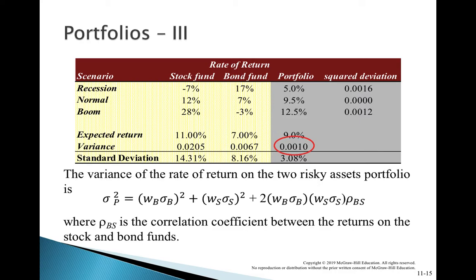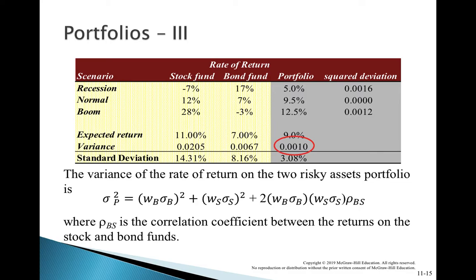Now it is the turn for variance. Variance of the portfolio is equal to weight of bond fund multiplied by standard deviation of bond fund to the power square plus weight of stock fund multiplied by standard deviation of stock fund to the power square plus 2 multiplied by weight of bond fund multiplied by standard deviation of bond fund, weight of stock fund multiplied by standard deviation of stock fund multiplied by correlation of bond and stock fund.